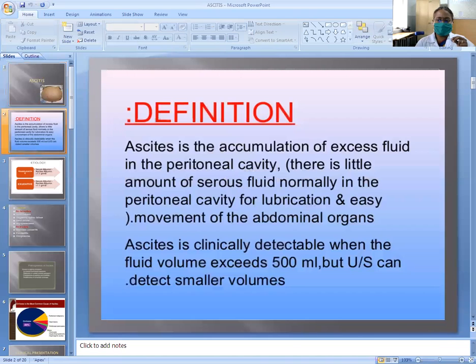What is ascites? The definition: the accumulation of excess of fluid in peritoneal cavity. There is little amount of serous fluid normally in the peritoneal cavity for lubrication purpose and for the movement of your abdominal organs. Ascites is clinically detectable when the fluid volume exceeds 500 ml. But on ultrasound, you can detect even smaller ones.